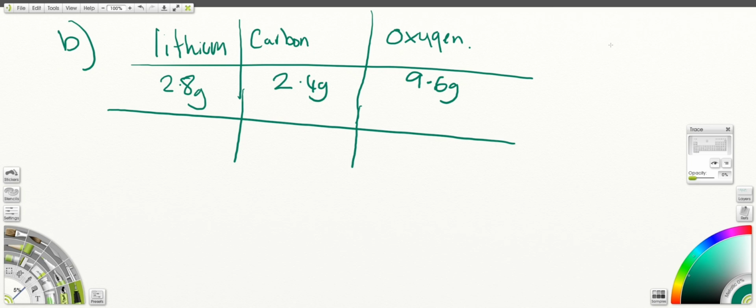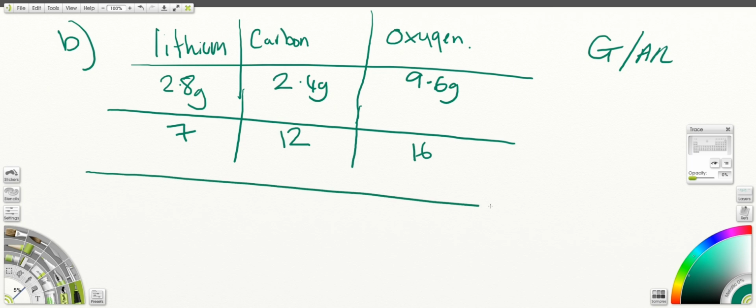Now I need to get the relative atomic mass. The relative atomic mass I get from the periodic table. It's the top number. So for lithium it's 7, for carbon it's 12, and for oxygen it is 16. Happy days. So what's going to happen next? We're going to now do the Gaga.